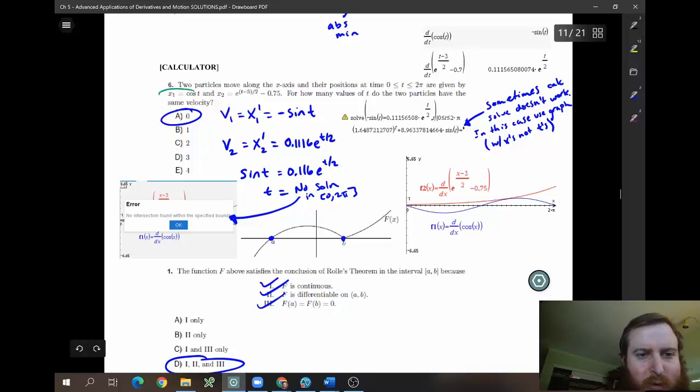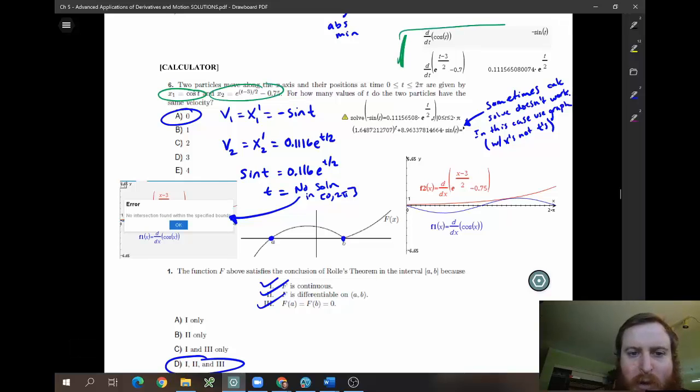So we need to take the derivative of each to get the velocities. I did that up here on my calculator, and I wrote it here. We got negative sine of t and this weird 0.116 e to the t over 2. First, I tried it with the solve button, and it gave me something weird. It still has a sine of t in it. It still has a t in it.